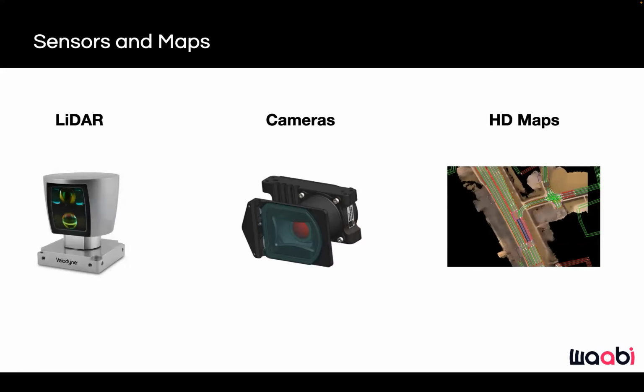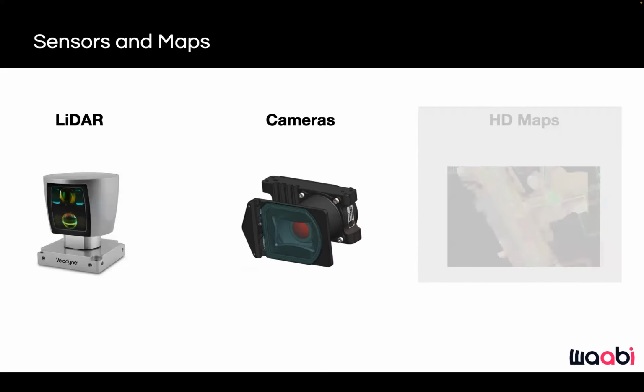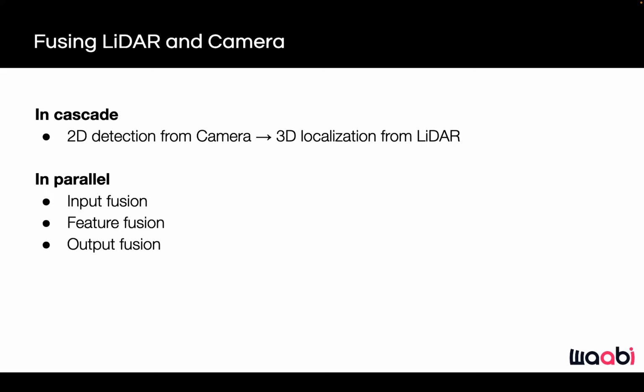So far, we've gone through the perception algorithms that rely on either LiDAR or cameras. Now we'll see how we can combine LiDAR and cameras together for more robust perception. Broadly speaking, there are two main pipelines for LiDAR and camera fusion, the cascade pipeline and the parallel pipeline. For the parallel pipeline, we further compare the fusion mechanism at different levels.